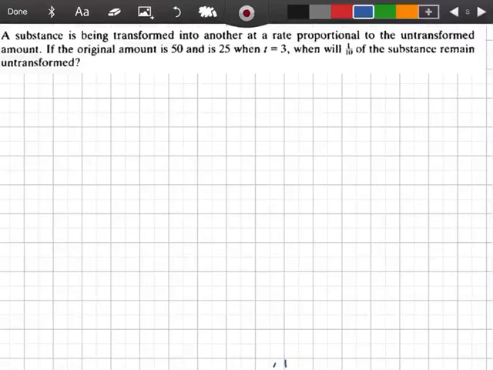So here, a substance with a quantity Q is changing at a rate proportional to the untransformed amount. When the original amount is 50, it will become 25. That means it is decreasing over time. So dQ over dt is equal to the rate proportional to the untransformed amount. The proportionality constant is k. If the original amount is 50, the untransformed amount is 50 minus the quantity, so 50 minus Q.